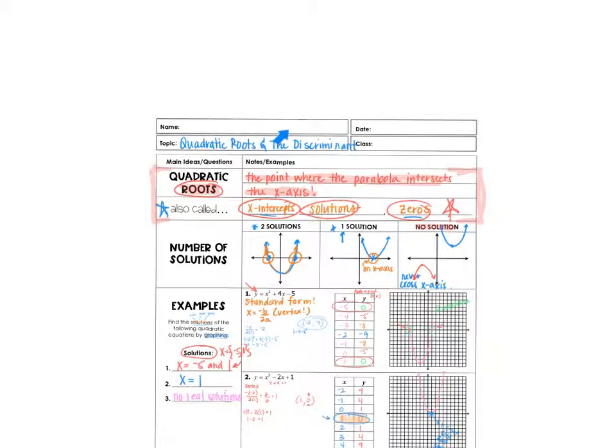We have not discussed yet the discriminant, and we will talk about that specifically in class, what it is and what it's used for and why we like it. And thanks for watching Quadratic Roots, and we will do more practice on finding quadratic roots by graphing in class. Thanks for watching.